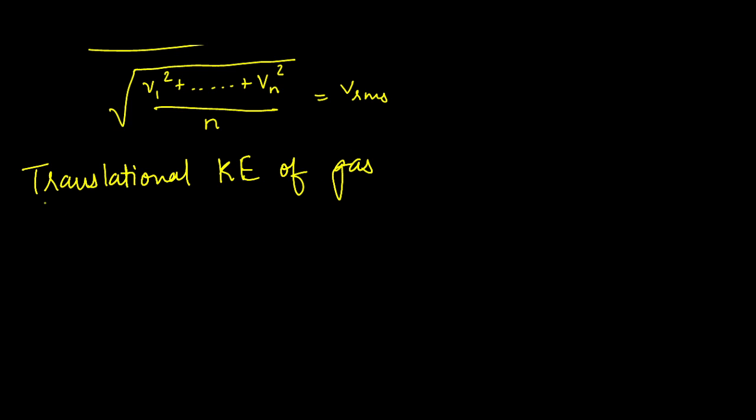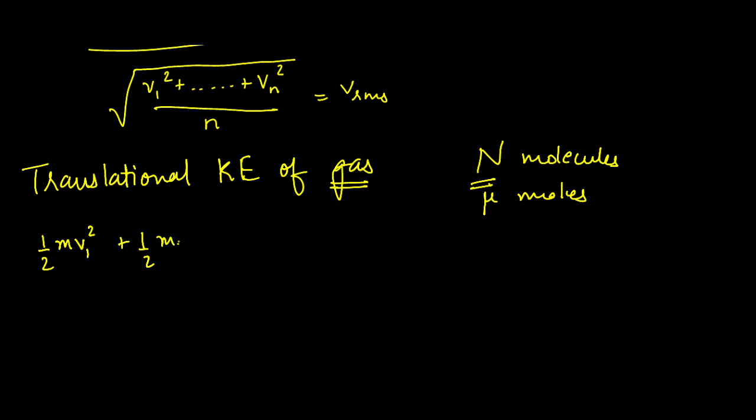Suppose in a gas there are n molecules. How many molecules? N. Don't forget, n molecules. Mu moles. Right? આ બધું last time નું જે છે એ જ છે, બધા symbol. So the translational kinetic energy of the entire gas is going to be as follows: 1 by 2 m v1 square for the first molecule plus 1 by 2 m v2 square for the second molecule. Did you understand this?